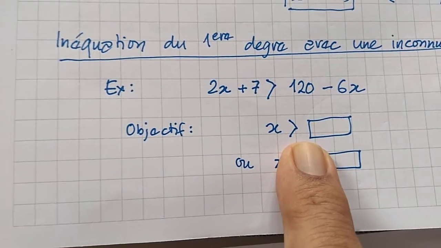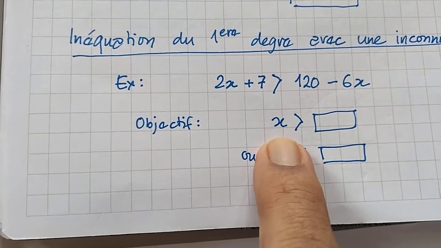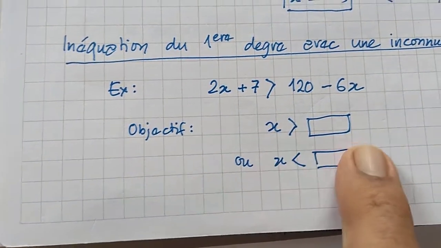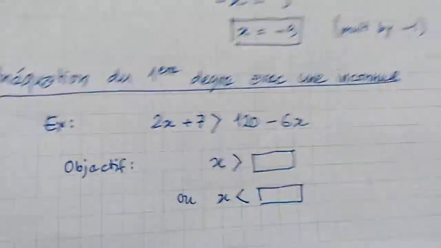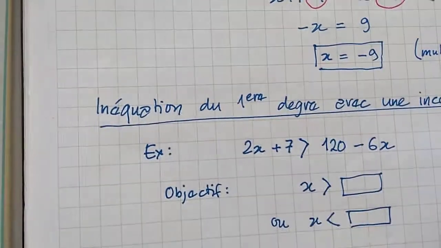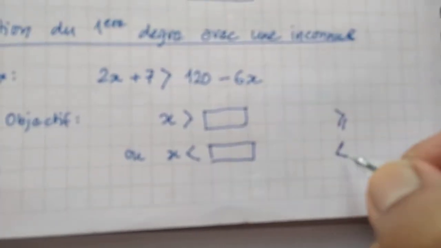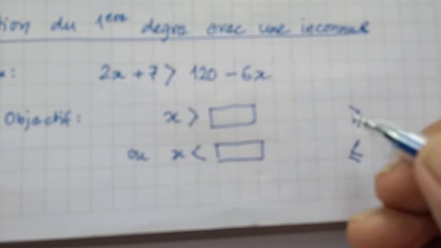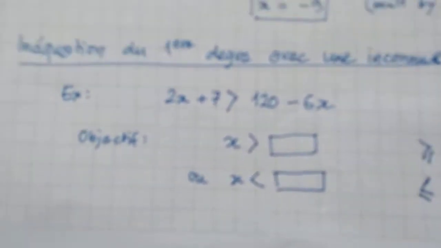X est supérieur à quelque chose, x est inférieur à quelque chose, x est supérieur ou égal à quelque chose, x est inférieur ou égal à quelque chose. That this is this one and this is this one. This is supérieur ou égal à, this is inférieur ou égal à. Okay, so let's turn the page.